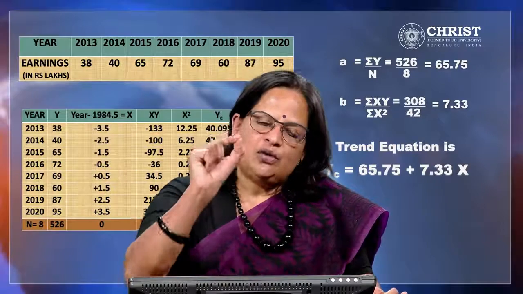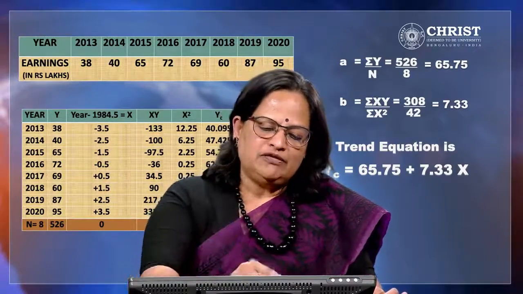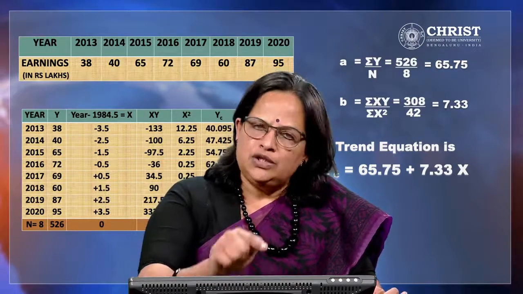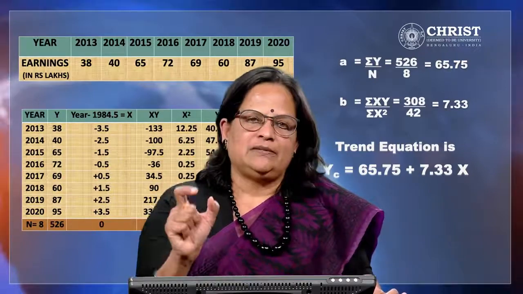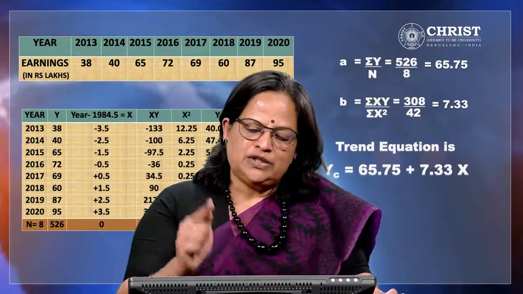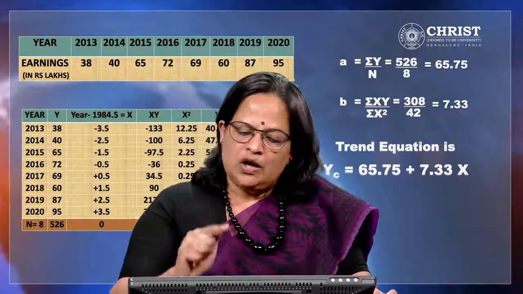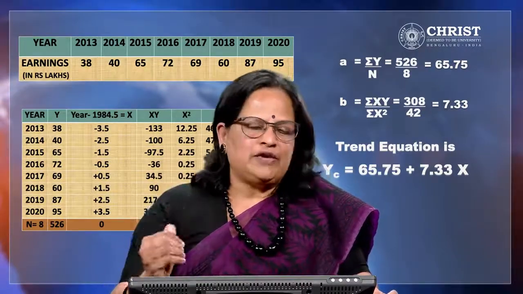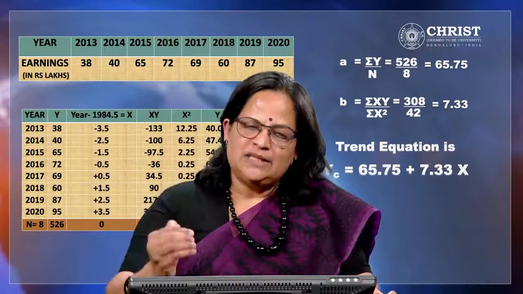Now you have to substitute all the values. The first value of x is minus 3.5, that means 65.75 plus 7.33 into minus 3.5. So you will get the value for the first year. That is how you get the predicted values. Now you are also asked to predict the value for 2024. For 2024, the x value will be 7.5 plus 7.5. So you substitute the value of x in the equation.